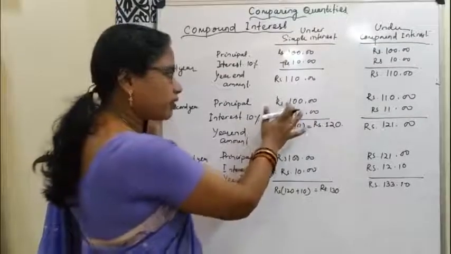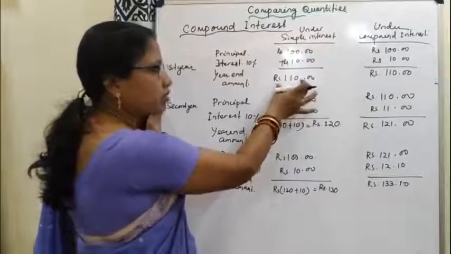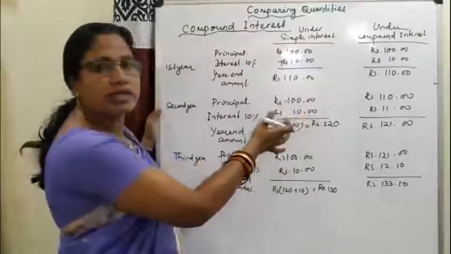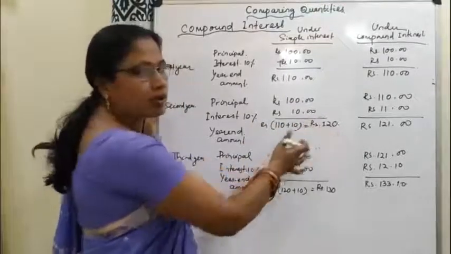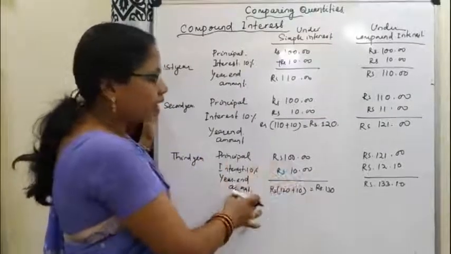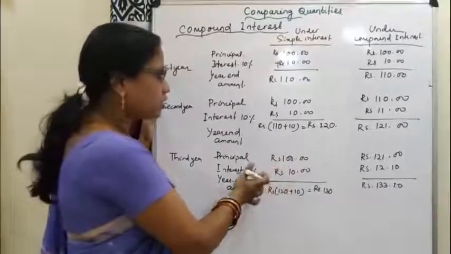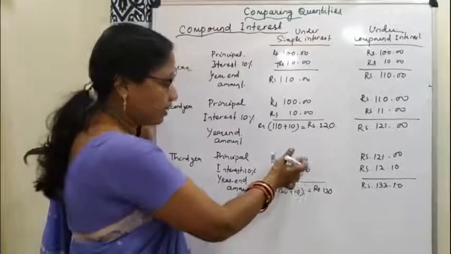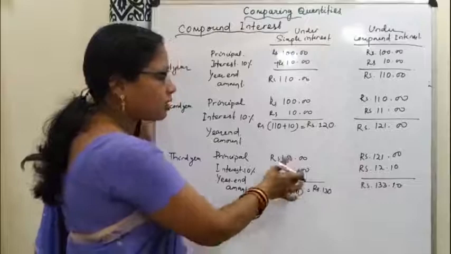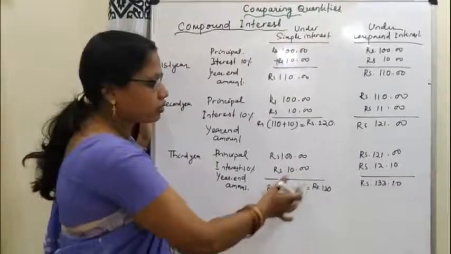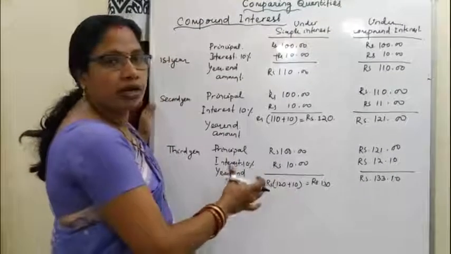Again 10% of 100 rupees, the interest is 10 rupees. And the amount, the previous year's amount is 110. Here the interest in the second year is 10 rupees. So total amount at the end of second year is rupees 120. So for third year the principal is same, that is rupees 100. And the interest is also same, that is 10 rupees. And in the third year the previous year's amount is rupees 120 plus this year's interest is 10 rupees. So that is rupees 130 is the amount at the end of third year.